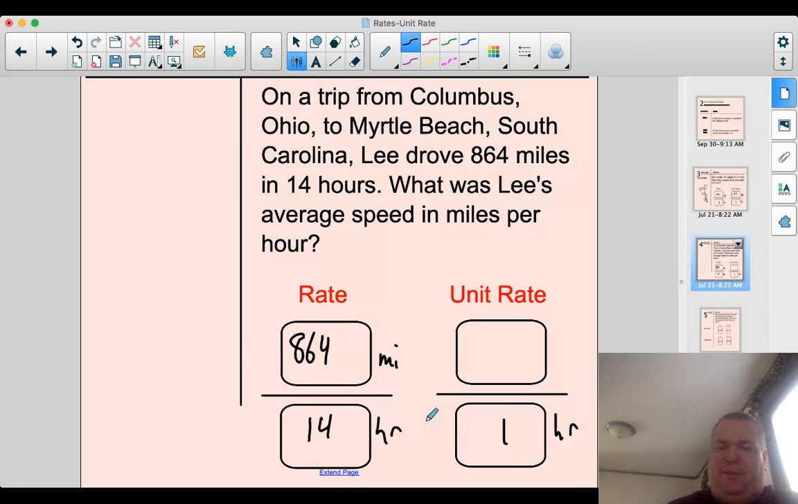And I have to divide the top by the same thing. So what I'm actually doing here, you may have noticed this on the last one, is just like when I turn fractions into decimals, all I'm doing is dividing the top by the bottom. If it's 864 miles in 14 hours, I don't know how many miles I go per hour. I just have to divide this by the number of hours. So this divided by 14. So turning a rate into a unit rate is always just going to be dividing the top by the bottom. Okay, so I can bring that over here, 864 divided by 14.